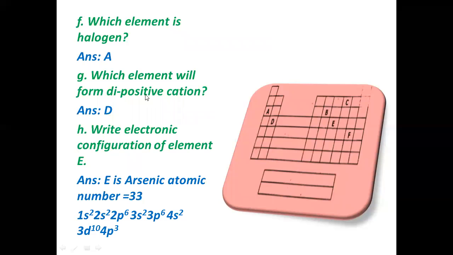Which element will form a dipositive cation? Dipositive cation means the element, when it loses 2 electrons, will get a +2 charge. So definitely a group 2A element will lose 2 electrons and in turn will get a +2 charge. Write the electronic configuration of element E. E is arsenic, atomic number 33: 1s2, 2s2, 2p6, 3s2, 3p6, 4s2, 3d10, 4p3. Total are 33 electrons present in arsenic.